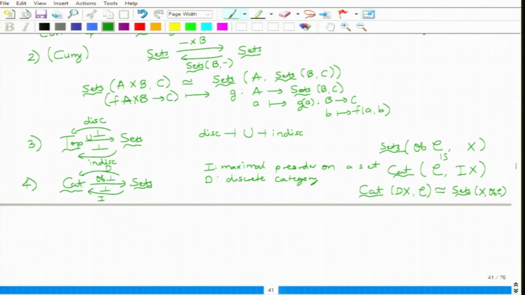But the story doesn't end here either. There is a further functor from Cat to Sets, and I will denote it by pi 0.